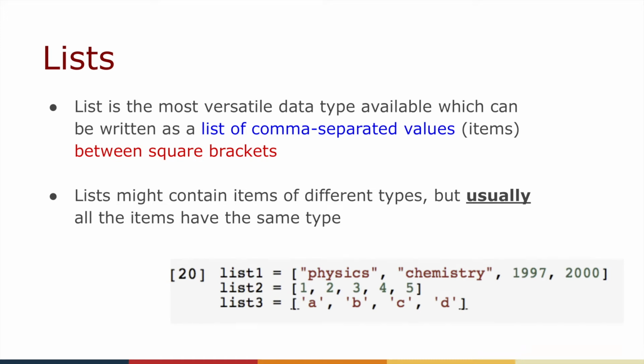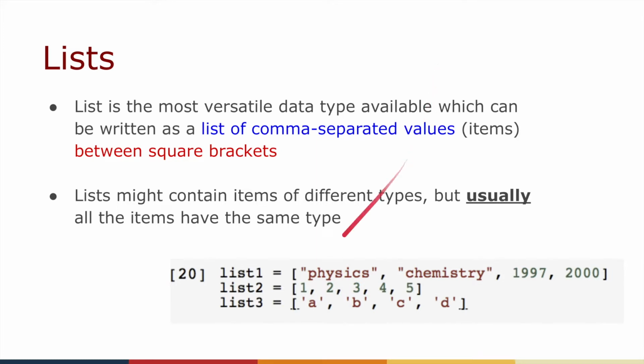A list is one of the data types that we will be using very frequently. It is simply a list of comma-separated items, comma-separated values, surrounded by square braces. Typically, when you consider a list, the items might be values of the same type. They might be all integers, all real numbers, all strings, but it doesn't have to be the case. We can have lists where each item has a different type.